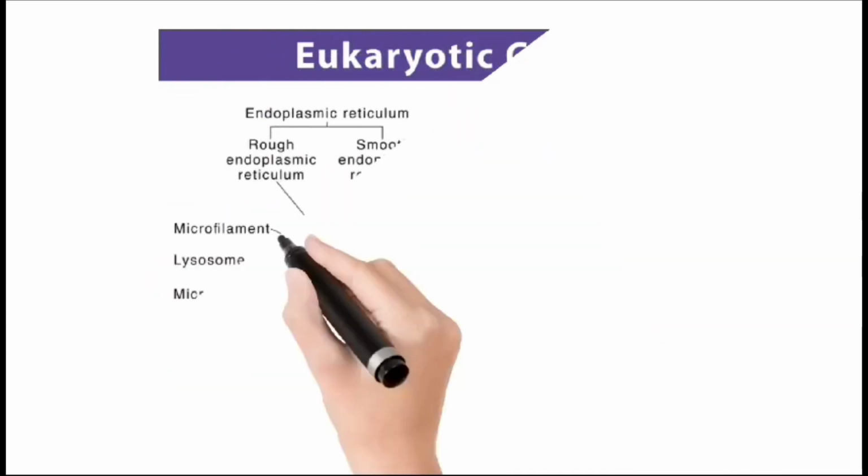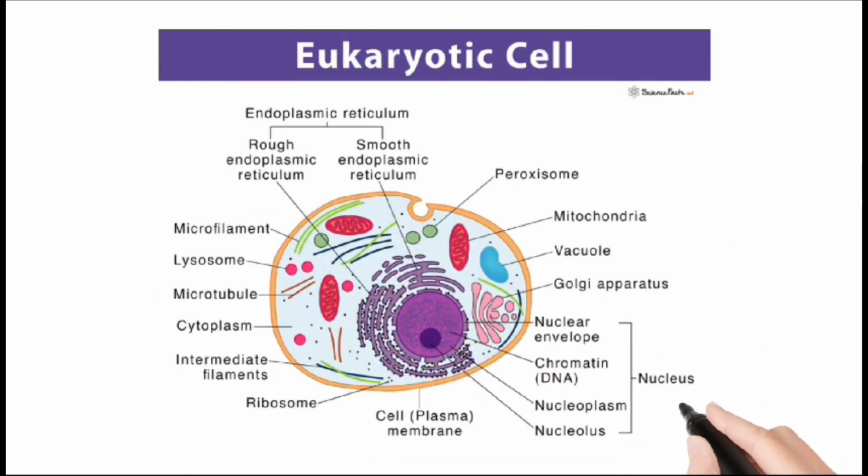Eukaryotic cell diagram depicts different cell organelles present in eukaryotic cell. The nucleus, endoplasmic reticulum, cytoplasm, mitochondria, ribosomes, lysosome are mentioned in the diagram.